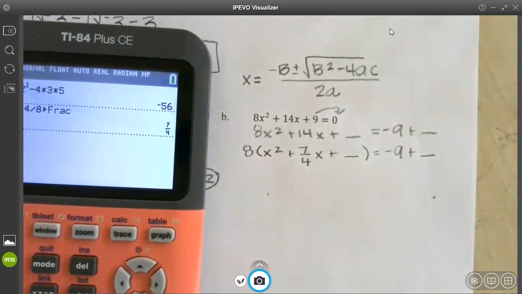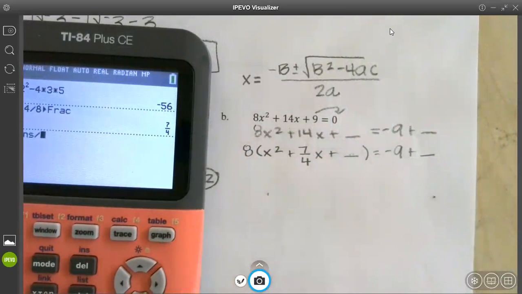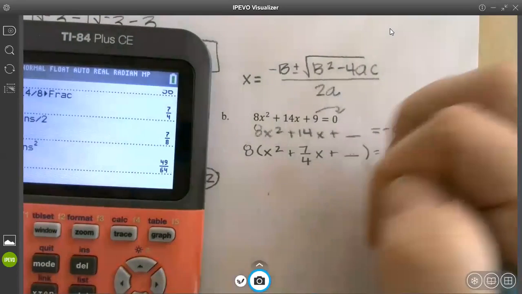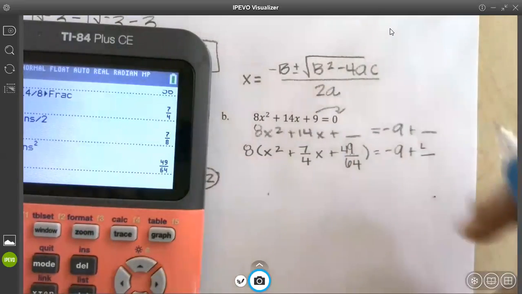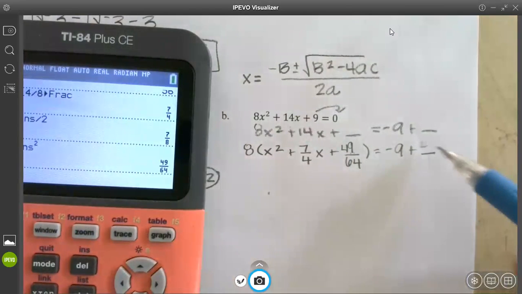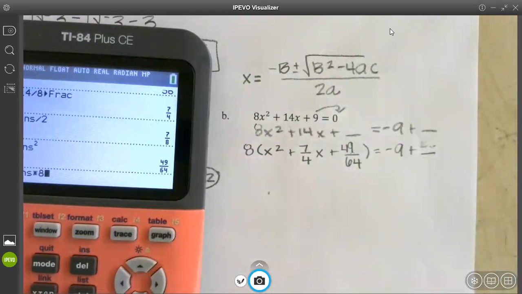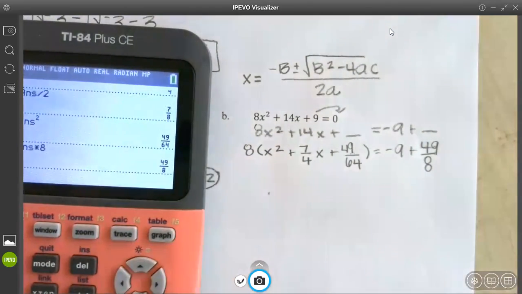All right, how do I get this number right here? Divide by 2, divide by 4. And then square it. So I get 49. Oh, it's not bad. You have a calculator. How do you get this over here? You've gotta add the 8 back in. Not add it, but multiply. Multiply by 8 and you get 49 over 8.